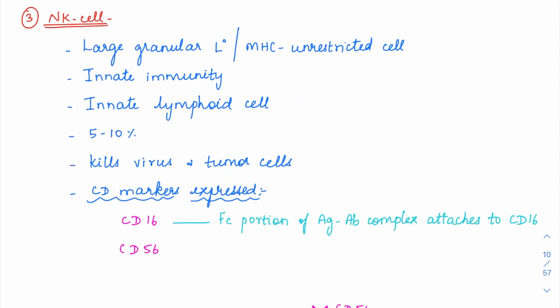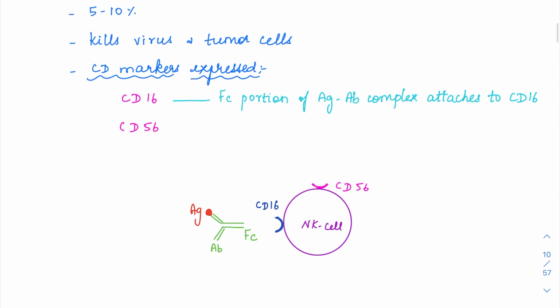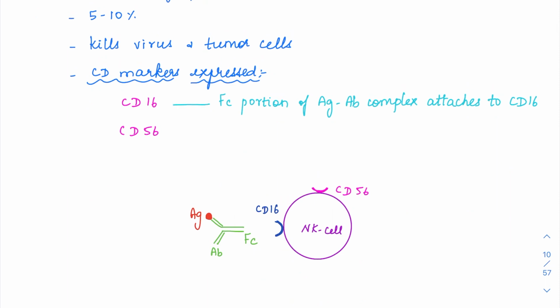Then the third cell was the NK cell, remember? I mentioned the NK cell is a large granular lymphocyte, and it is a part of the innate immunity, and it doesn't have any MHC restriction. That is, it doesn't need any interaction with the MHC to get activated. So it is also called an MHC unrestricted cell. It composes only 5 to 10% of the lymphocytes, and it is going to kill the virus infected cells and tumor cells, the same function as that of a cytotoxic CD8 positive T cell.